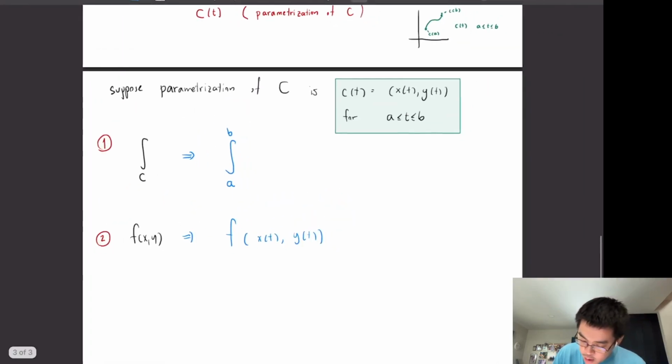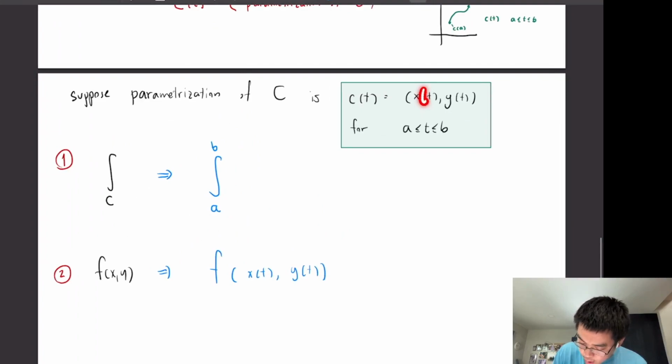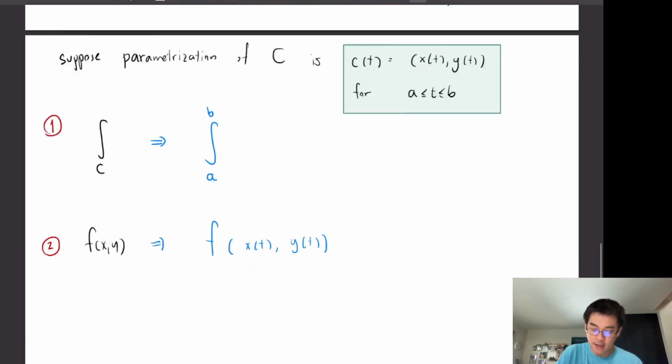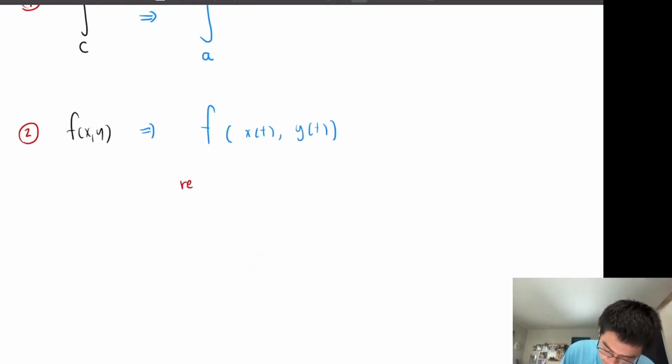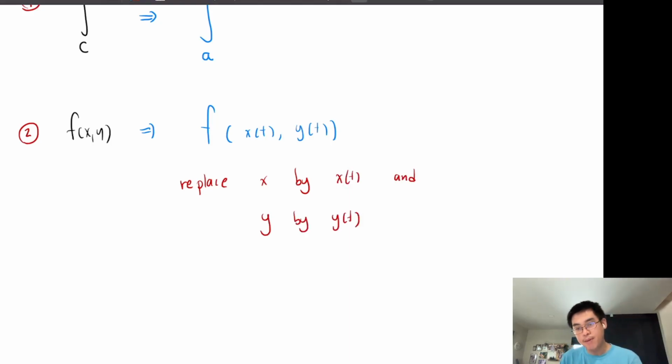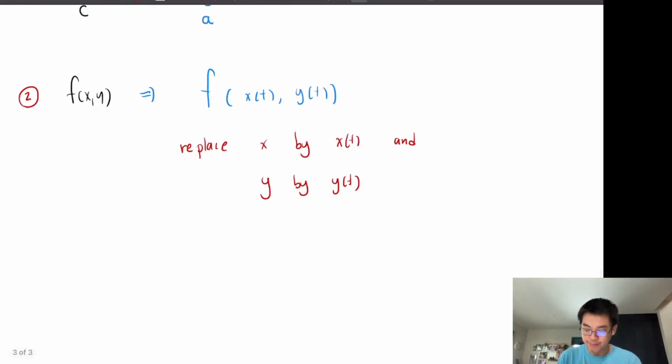For example, if x(t) is like t squared here, you just plug in t squared here. If y is 1 over t, you plug in 1 over t here. And all of a sudden, you will not have x and y anymore. All right? So let me write it down. In other words, we replace x by x(t) and y by y(t). All right? Bada bing, bada boom. No problem.